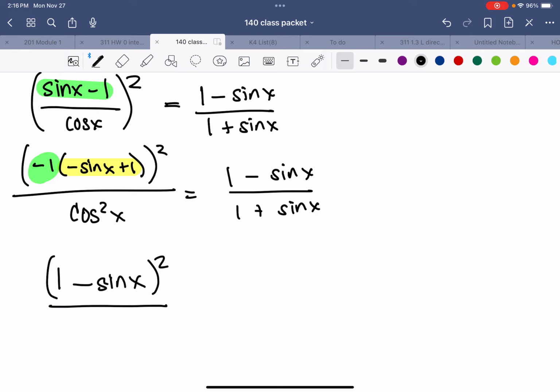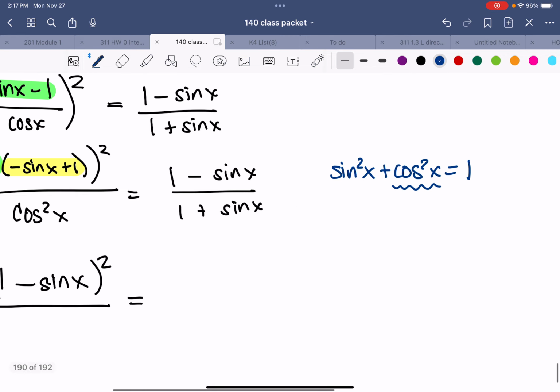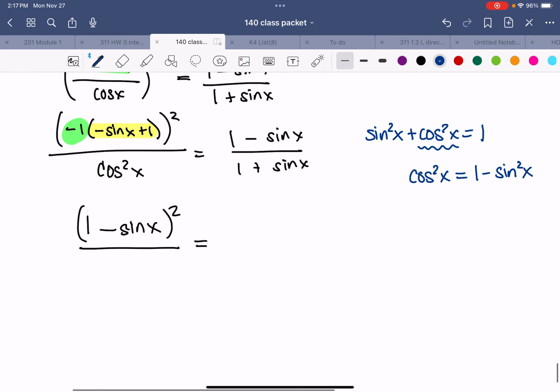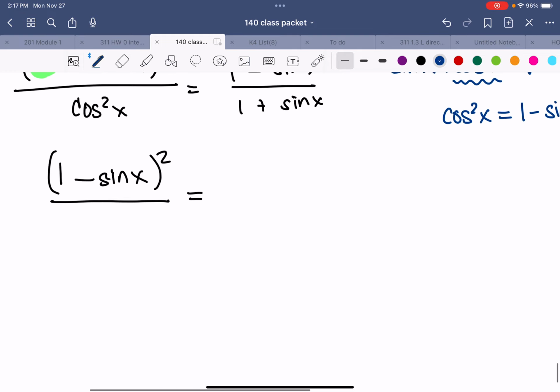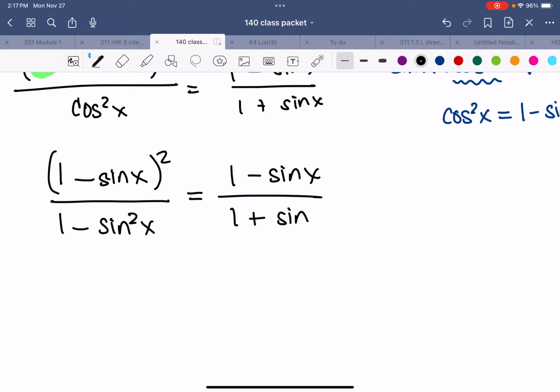Now on the bottom, we're going to go over here and think for a second. We know that sine squared x plus cosine squared x equals 1. But I just want to solve for cosine so that I can replace the cosine. So if I subtract sine squared from both sides, I get cosine squared of x is 1 minus sine squared x. That's just a different version of our current identity, and that's what I'm going to use to replace over here. So this is 1 minus sine squared x, and this is 1 minus sine x over 1 plus sine x.